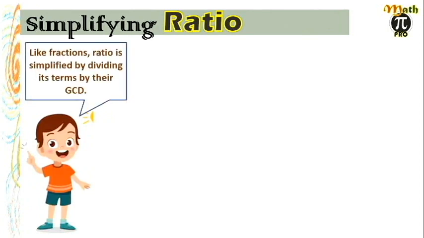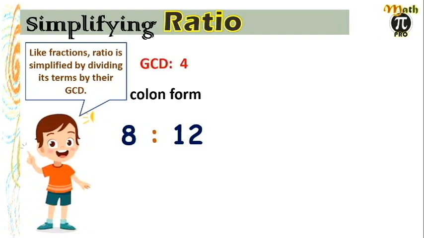Like fractions, ratio is simplified by dividing its terms by their GCD. Suppose we have this ratio written in column form, 8:12. The GCD of 8 and 12 is 4. So to simplify the ratio 8:12, we need to divide each term of the ratio by 4. And then we will get its simplest form, 2:3.